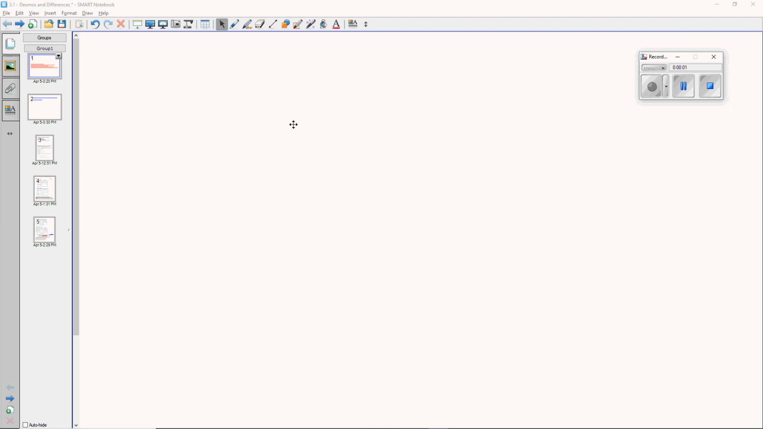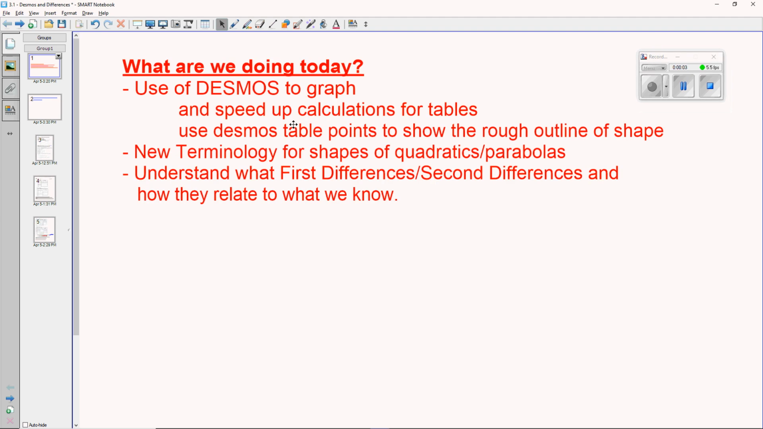What are we doing today? We're going to take a moment and use Desmos to graph. That's going to help speed up our calculations for tables so we can quickly do the math, but then understand how to do this stuff as well. We're going to be creating tables of points based on an equation or some shape that we've got.